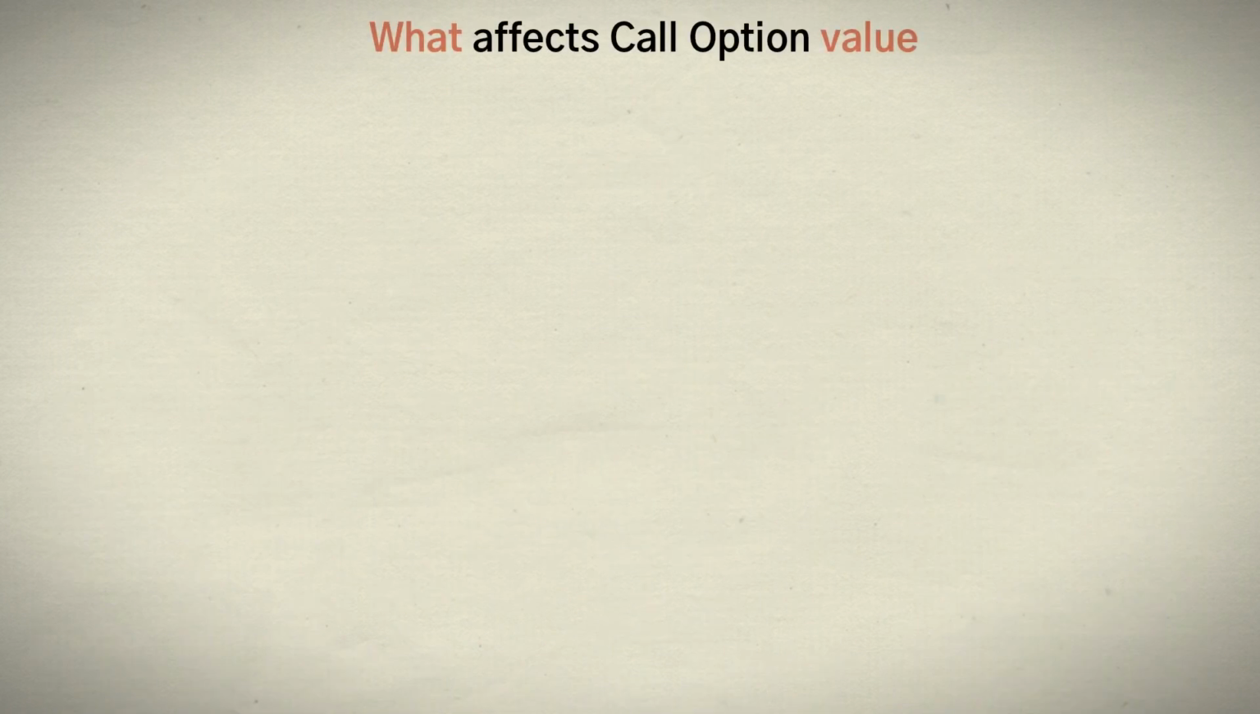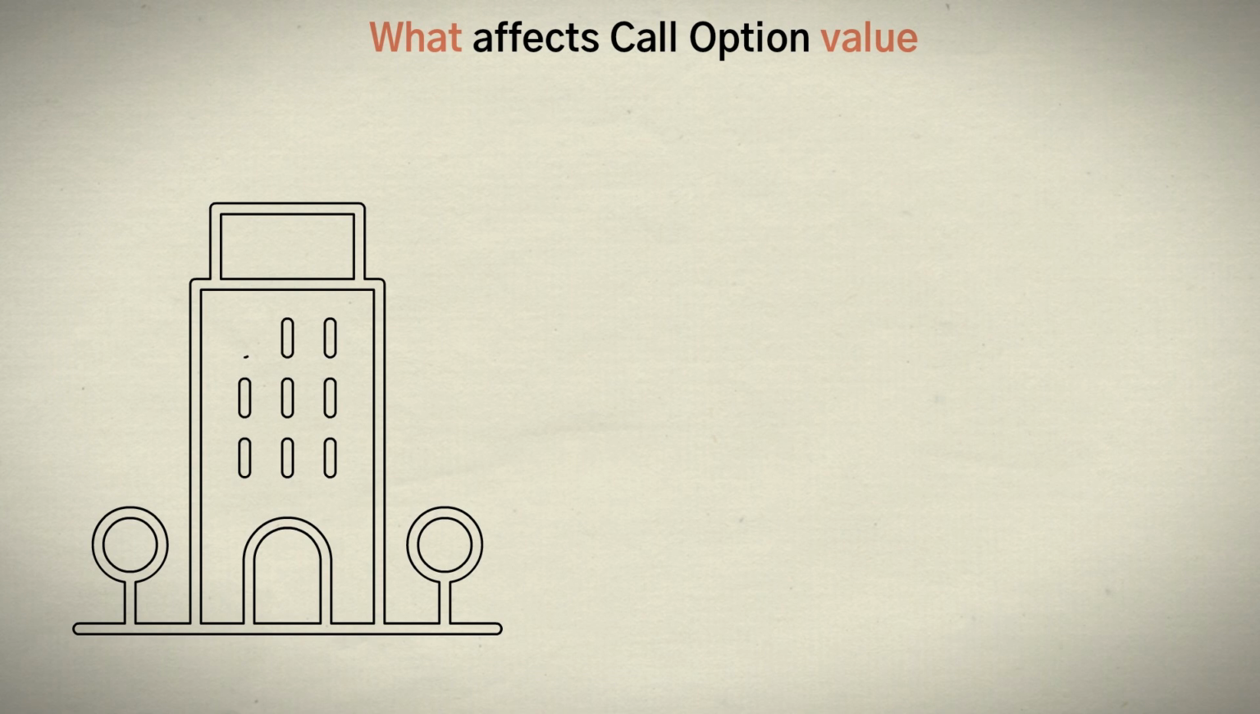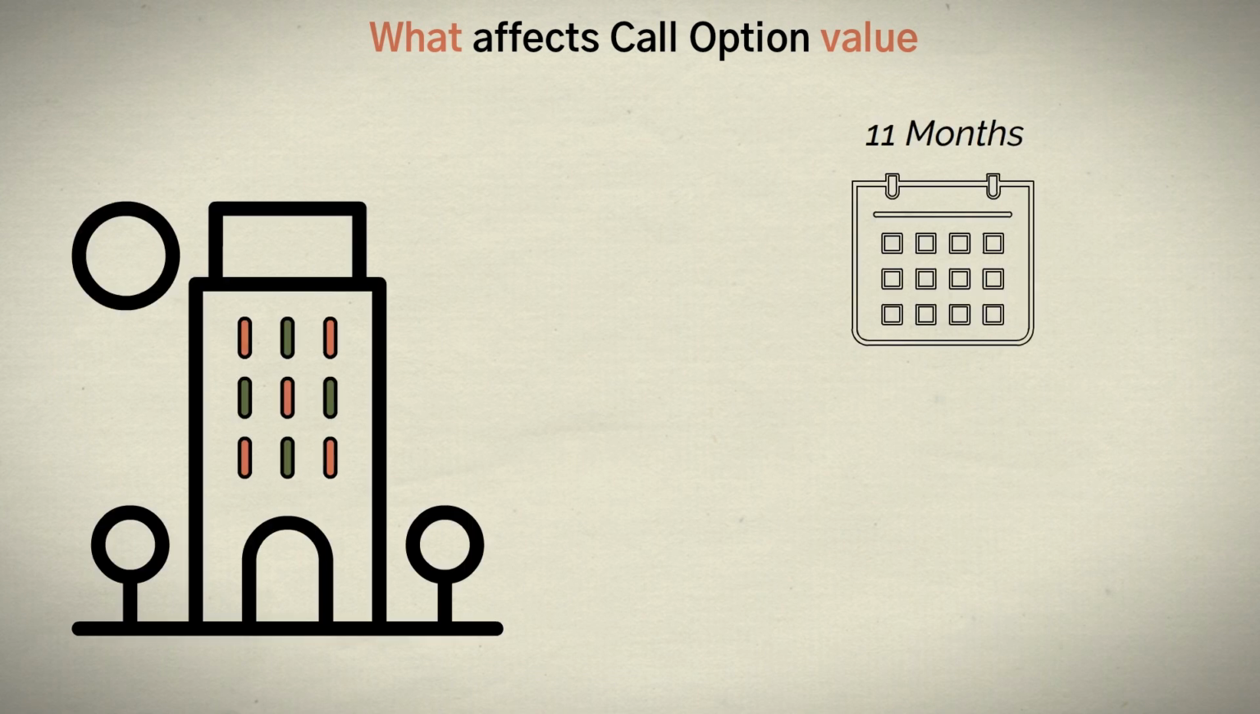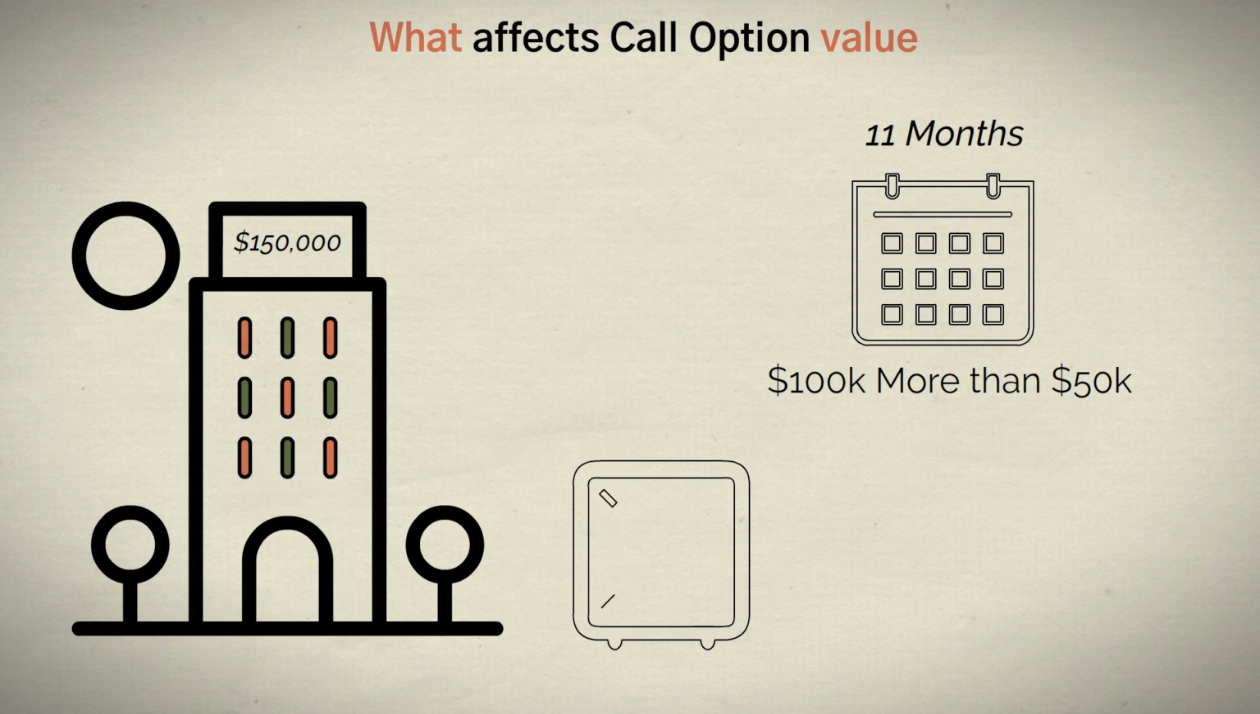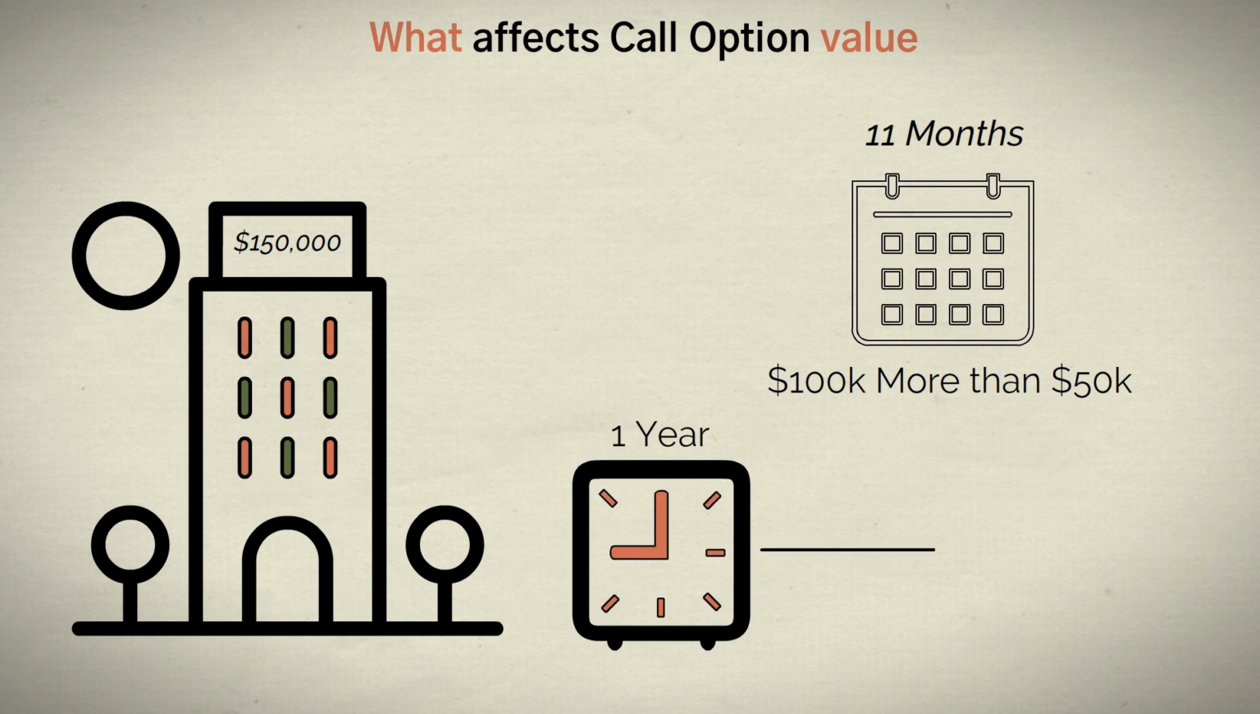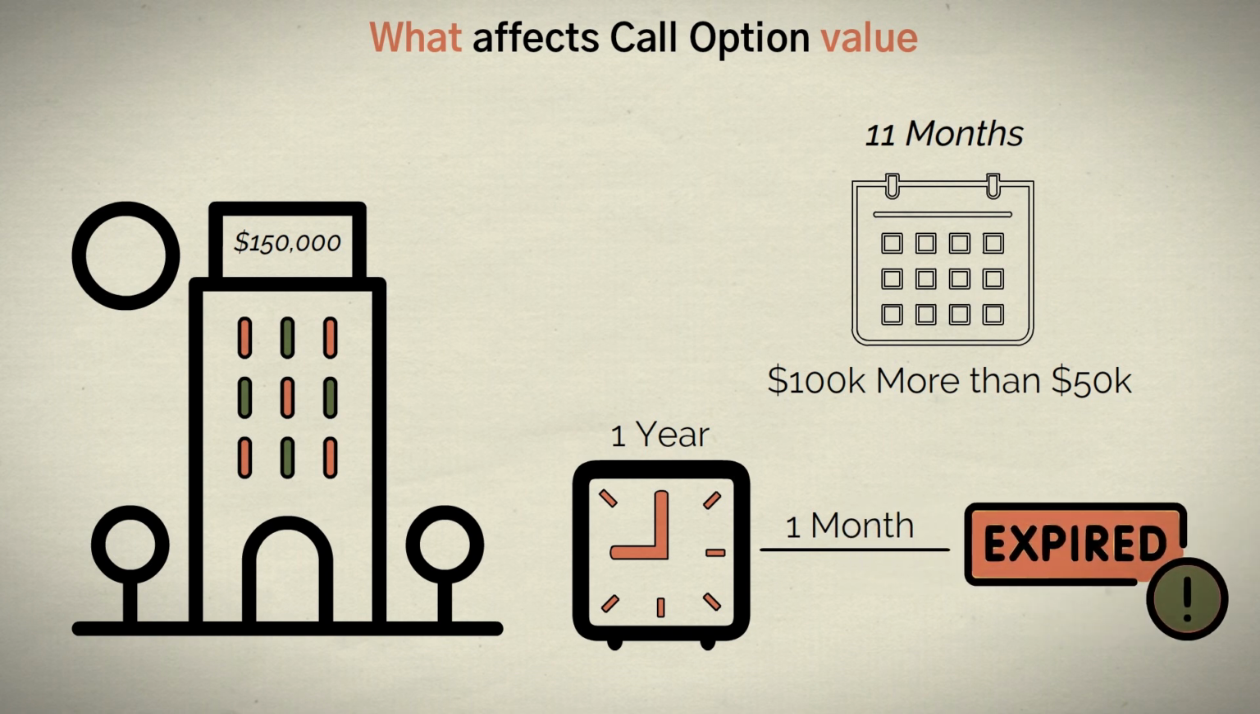Let me use the apartment example again to explain this further. Let's say after 11 months, the price of the apartment was $150,000, $100,000 more than the $50,000 strike price in the call option. Since the expiration period is 1 year, it means there would be only 1 month left until the call option expired.